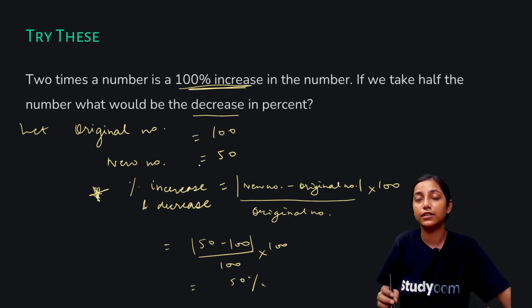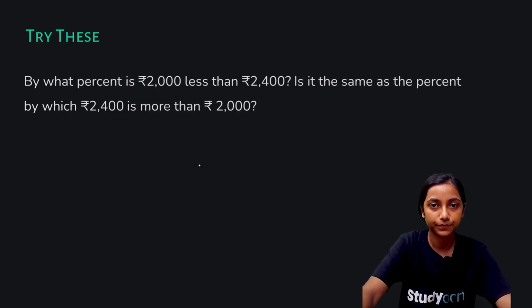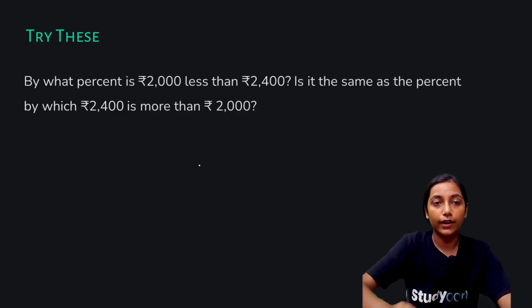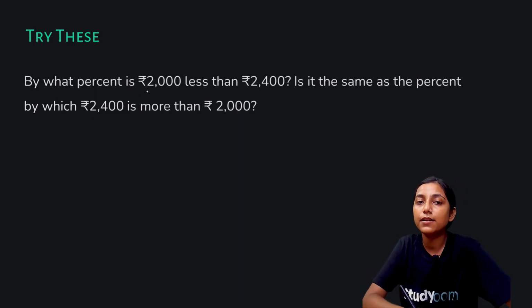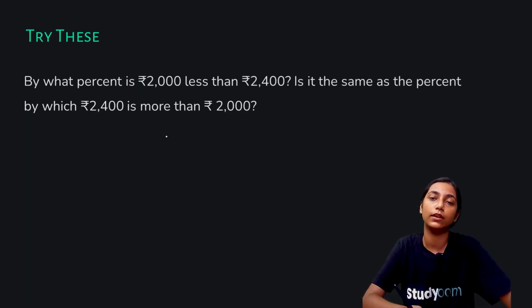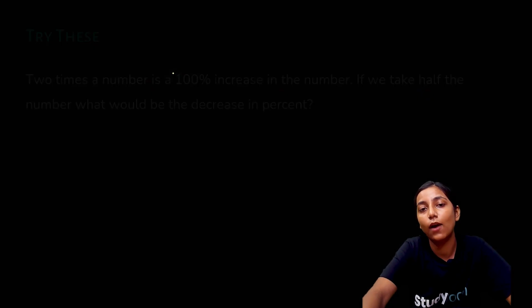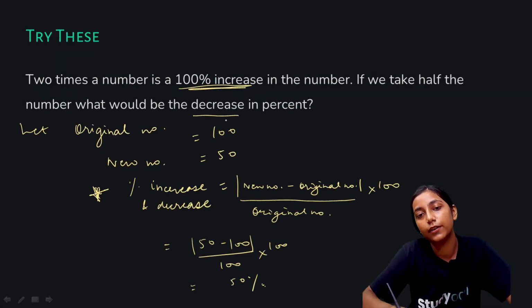When there is some difference, there we need to find the increase in percent or decrease in percent. Okay, the next one is: by what percentage is 2000 rupees less than 2400? And the second part of the same question: is it the same as the percentage by which 2400 is more than 2000? For the first part, what percentage is 2000 less than 2400? You have to use the same formula that I told you here.